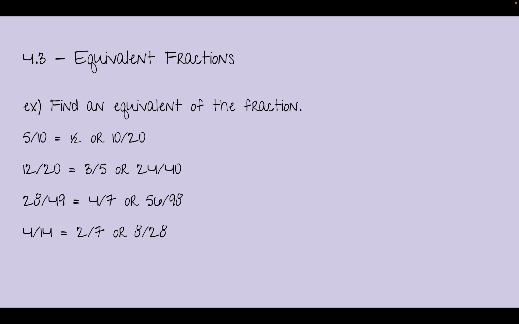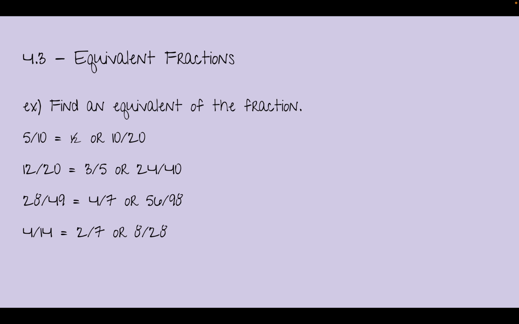Next, we have an example problem. Find an equivalent of the fraction. The first one we have is 5 over 10, and this can be either 1 half or 10 over 20. We got 1 half because we divided both the numerator and denominator by 5, and we got 10 over 20 by multiplying the numerator and denominator by 2.